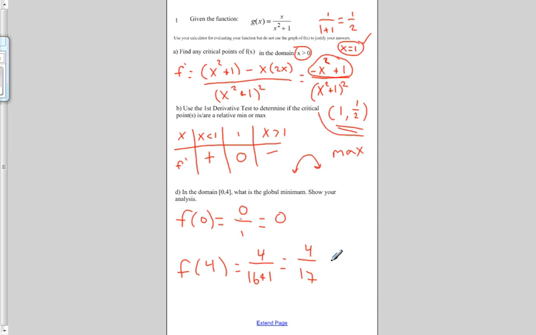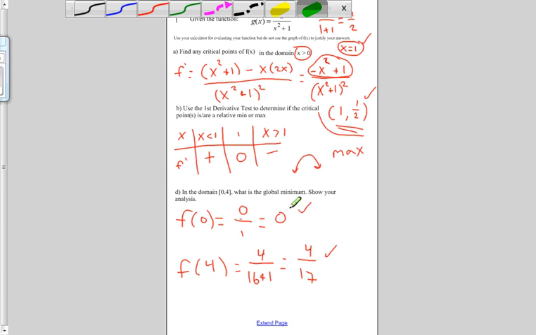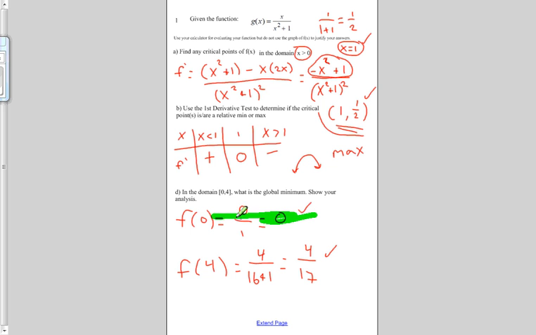Well, our global minimum, it's certainly not this point, which is our max. 0 is smaller than 4/17. So our global minimum is right here. Our global minimum has a value of 0, and it occurs when x equals 0. So that's our minimum point right there.